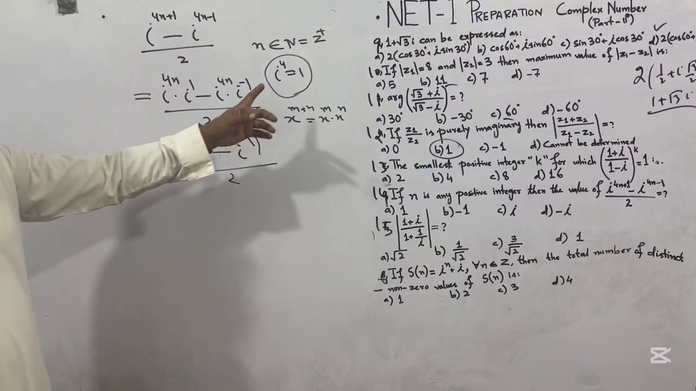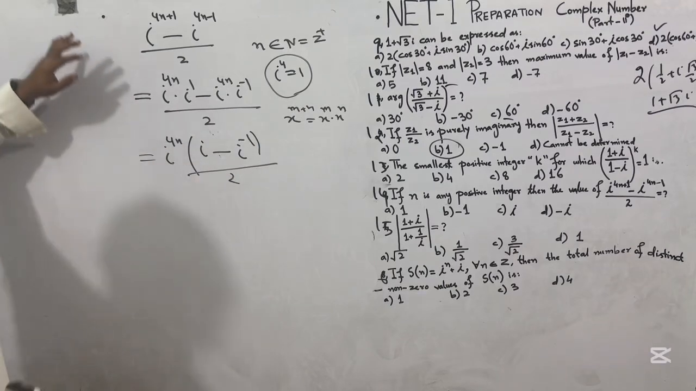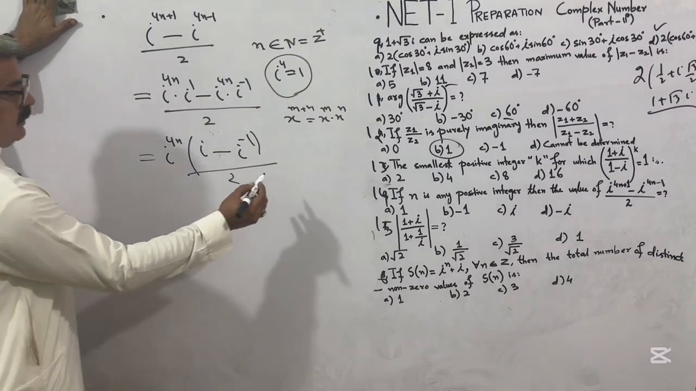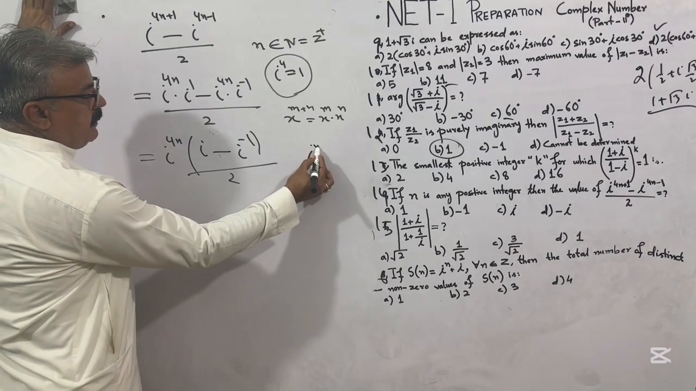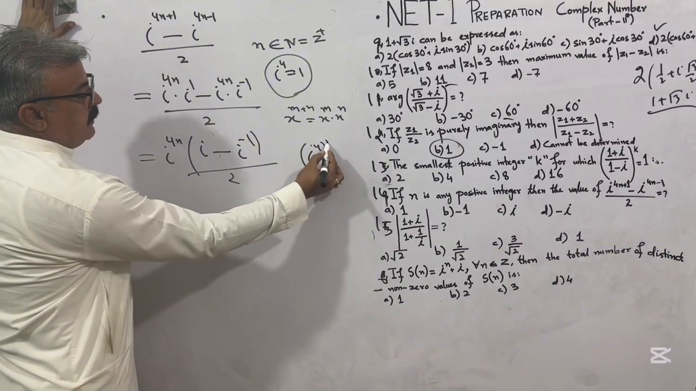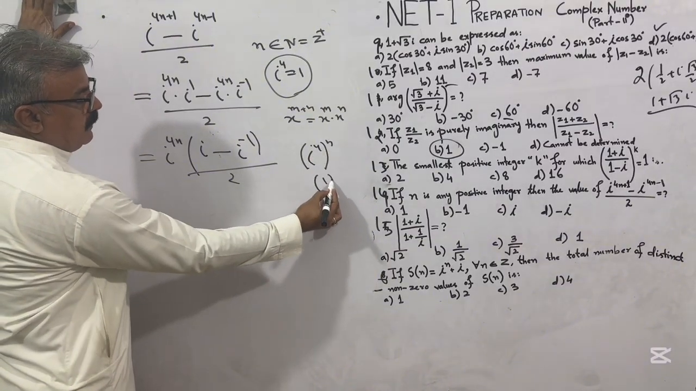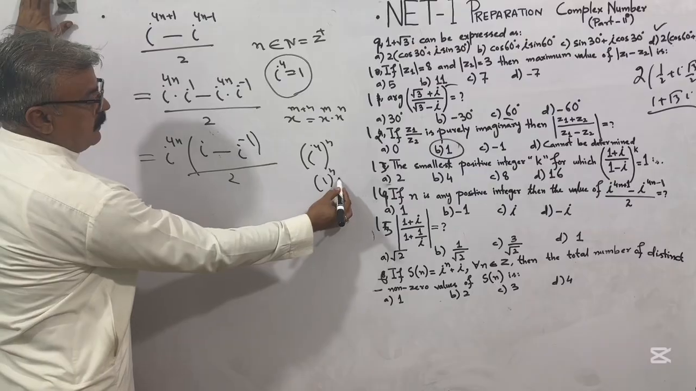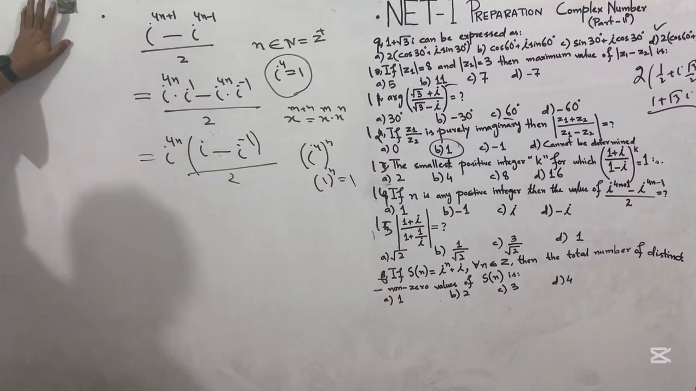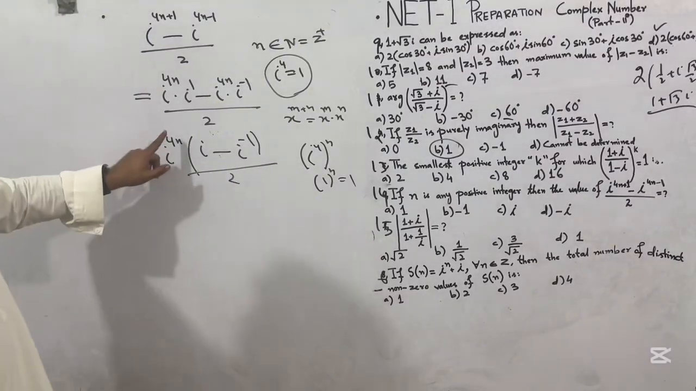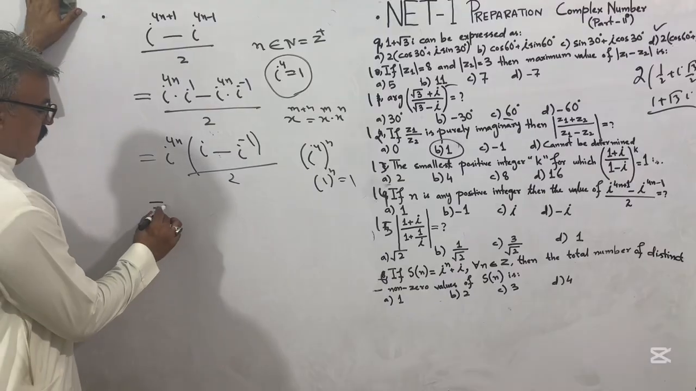Utilize the fact iota 4 is equal to 1 and n is a positive integer. So this one can be written as iota raised 4 raised n. Iota 4 means 1. 1 raised to any natural number power is equal to 1. So it is equal to 1.